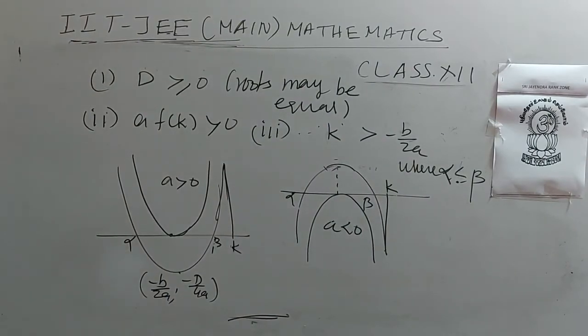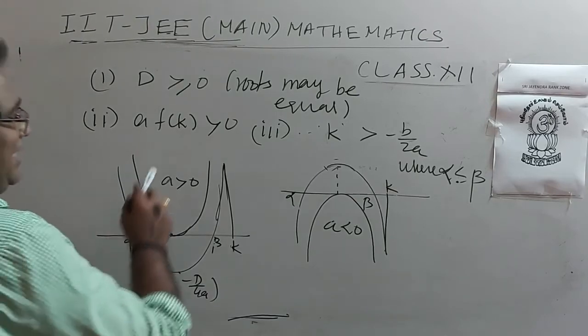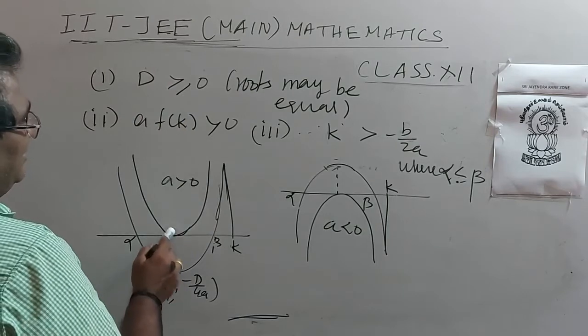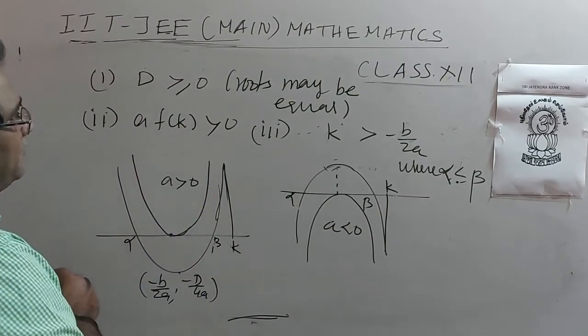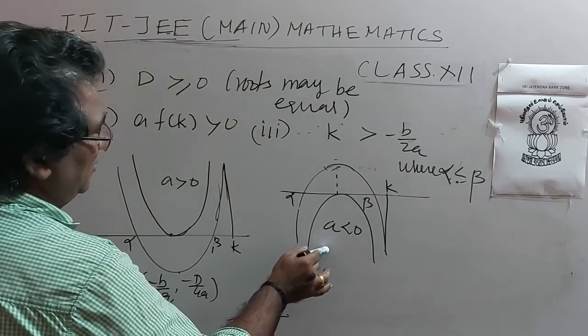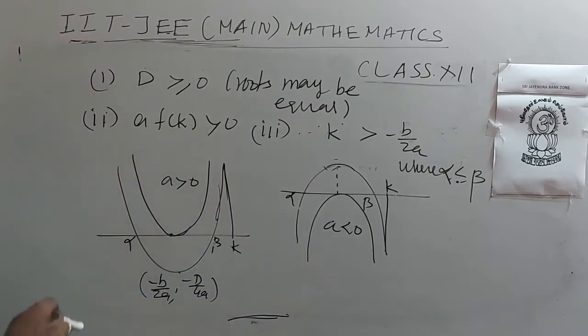These conditions should be remembered. Whenever both roots are less than k, D greater than or equal to 0. D greater than 0 means this one, equal to 0 means this parabola. Here a is greater than 0, open upward. Here a is less than 0, open downward. a into f of k greater than 0 and k is greater than minus b by 2a. Do memorize this formula.